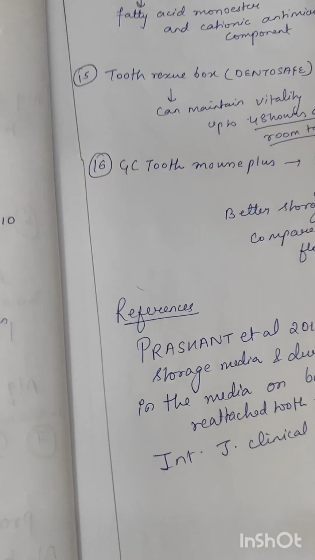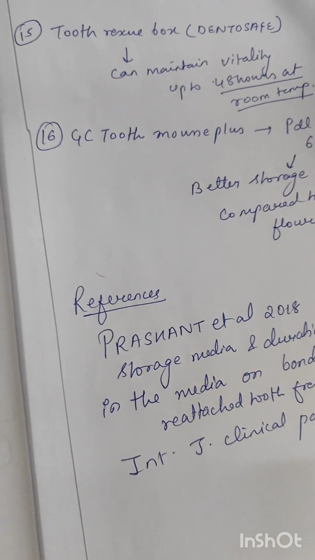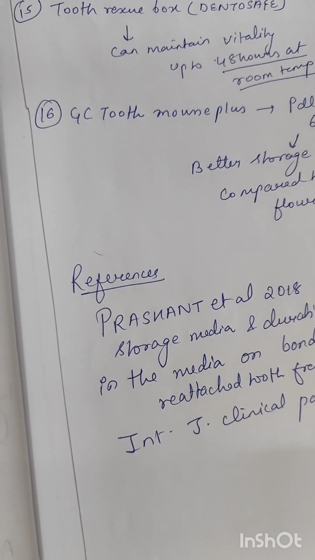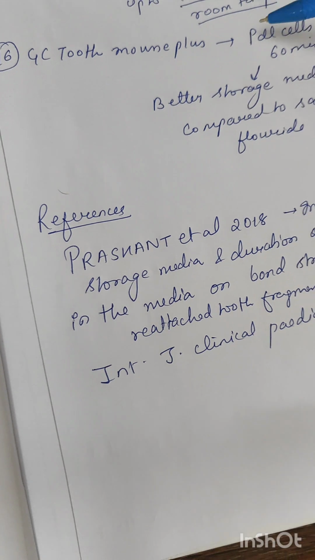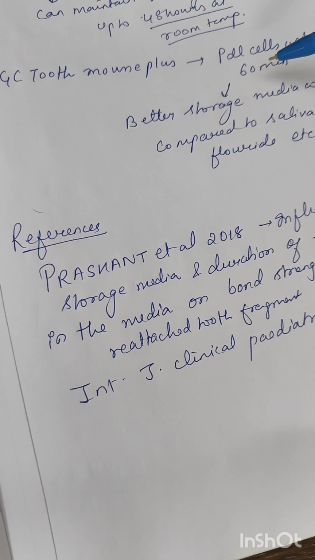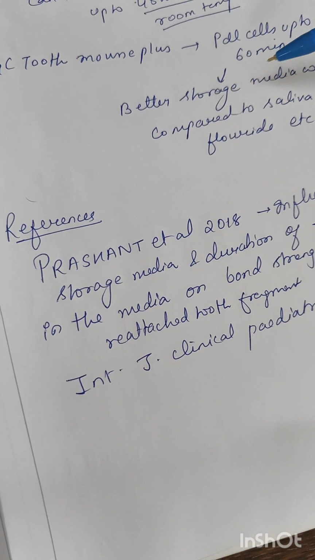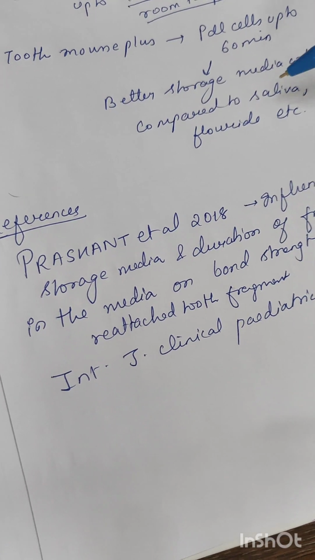Next is the contact lens solution. It has fatty acids, plus it has antimicrobial properties. Tooth rescue box can maintain the vitality up to 48 hours. GC Tooth Mousse Plus: PDL cells can be stored up to 60 minutes. It is a better storage media when compared to saliva, sodium fluoride, etc.